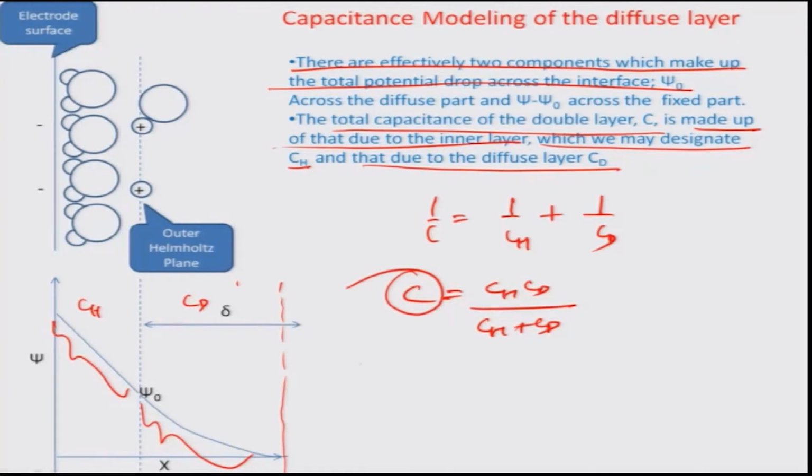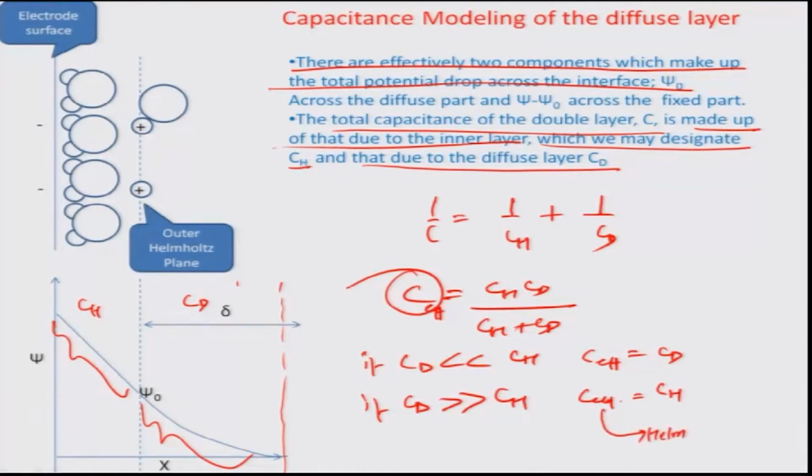And there are two different cases. If the CD value is much less in comparison to CH, then the effective capacitance, C effective, becomes equal to CD. If CD is very high in comparison to CH, the effective capacitance becomes equal to CH. This is called the Helmholtz model, where we consider the diffuse capacitance to be negligible, and the other is known as the Gouy-Chapman model.